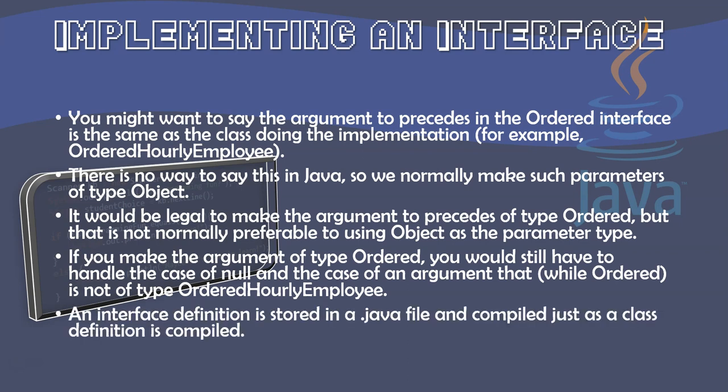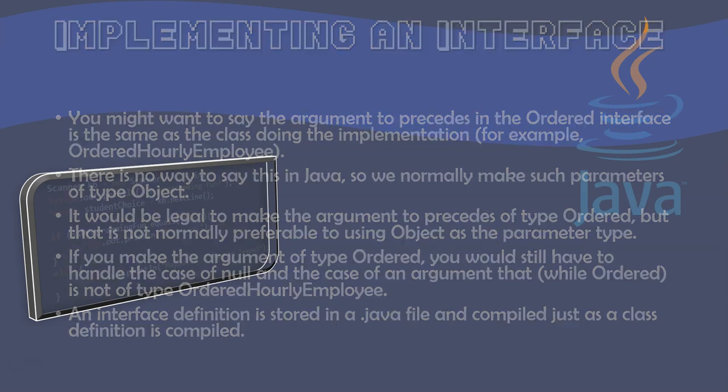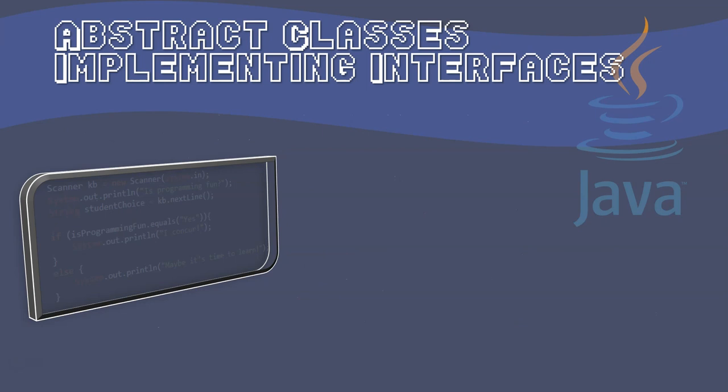Therefore, we can think about how interfaces work. Well, the interface definition, as I already mentioned, is stored in a .java file and compiled the same way a class definition is. Now, there is something to think about with abstract classes. How does that change the game here? Because we said interfaces are kind of like abstract classes.